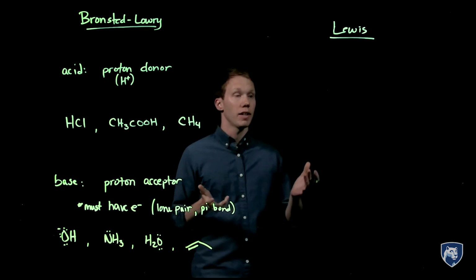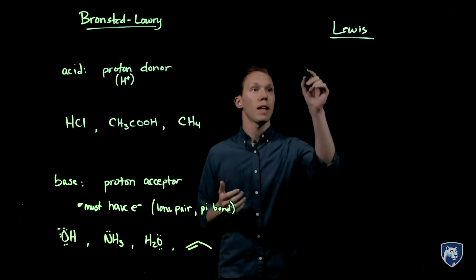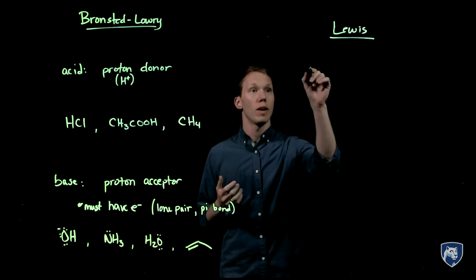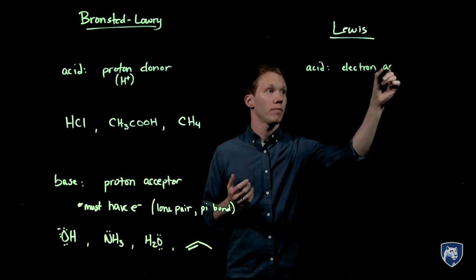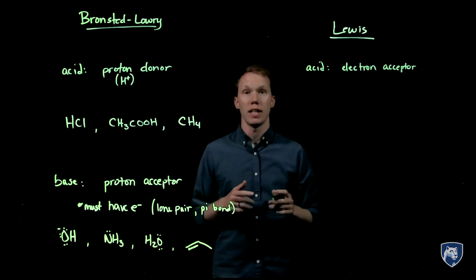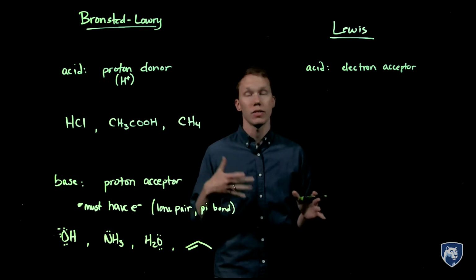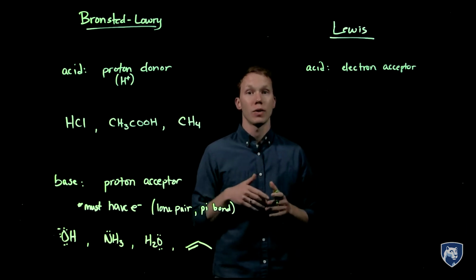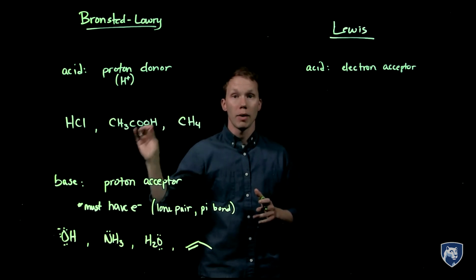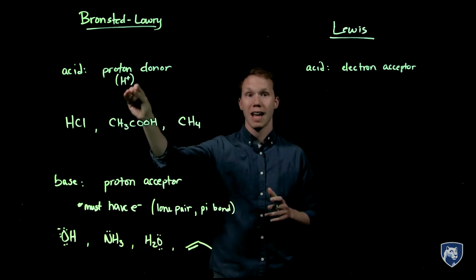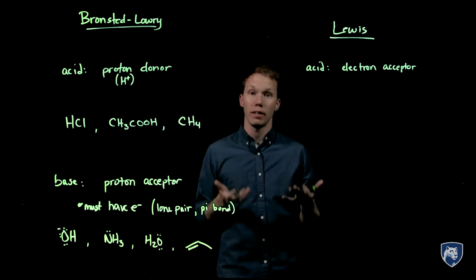Now, let's compare the Bronsted-Lowry definitions to the Lewis definitions. Under the Lewis definition, an acid is an electron acceptor. And this definition is much broader and allows us to encompass a wider range of compounds into the Lewis acid category compared to the Bronsted acid category, where we are talking about protons specifically. So it has to have protons. Here, for electron acceptors, it just has to be able to accept electrons.